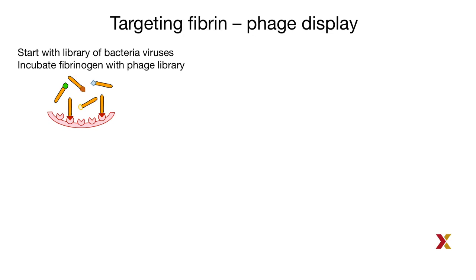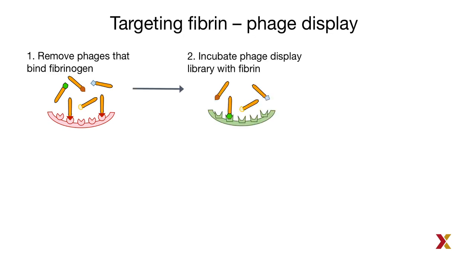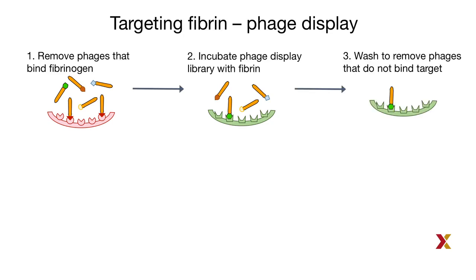So the way that we did this was we took a library of these bacterioviruses, and all of these viruses had a different peptide associated with it. And then we took some fibrinogen and we incubated the fibrinogen along with the phage library. We took all of the phage that bind to fibrinogen and we removed them from the library. And in this way we got rid of things that were going to cause background signal. Then we took our remaining phage library and we incubated that with fibrin. We washed away the phage that didn't bind to fibrin, and then we dissociated the phage that were bound to fibrin. So now we took this library of about 1 billion different phage, and we winnowed it down to a very small number.